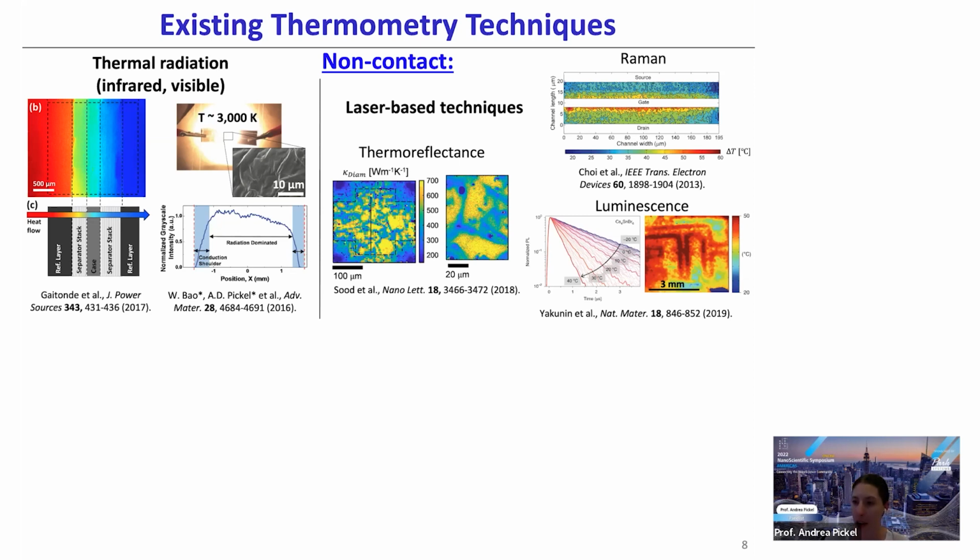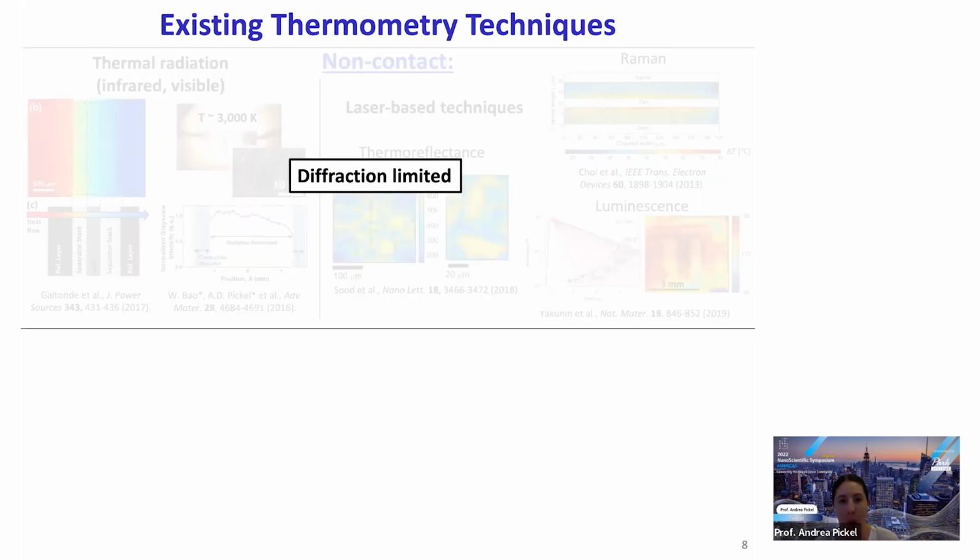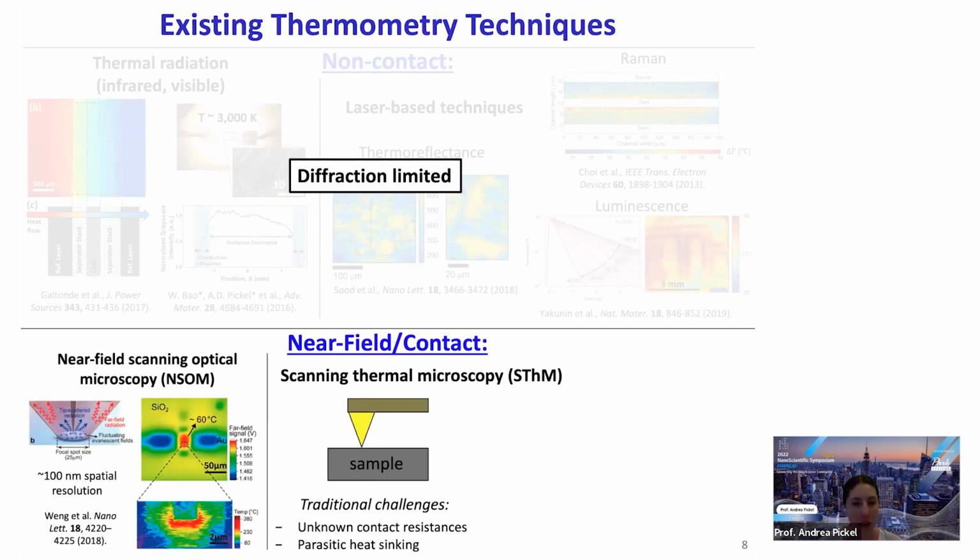There are also other laser-based techniques, including Raman thermometry and conventional luminescence-based temperature mapping, in contrast with some of the more unconventional methods that I'll show later on. And so these optical non-contact techniques certainly have numerous advantages, but they are all ultimately limited in terms of spatial resolution by optical diffraction. And so to circumvent the diffraction limit and achieve the nanoscale spatial resolution that we're looking for, one option traditionally has been near-field and contact-based techniques.